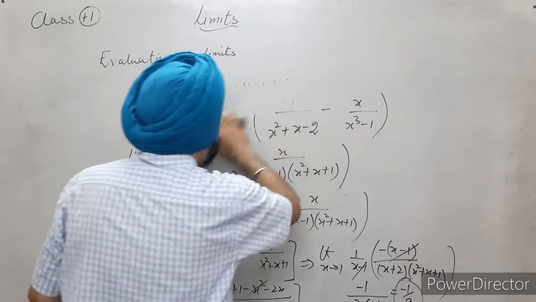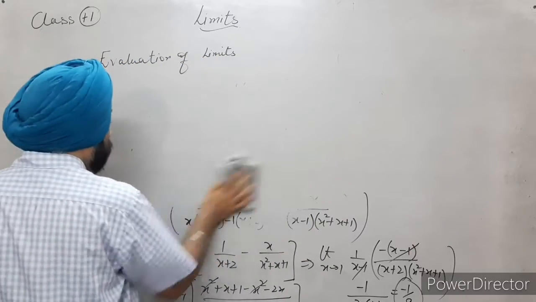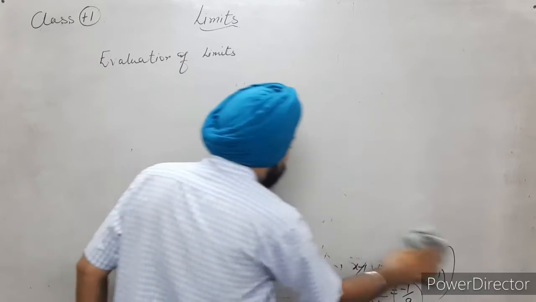Now, the third method to evaluate the limit is the method of rationalizing.